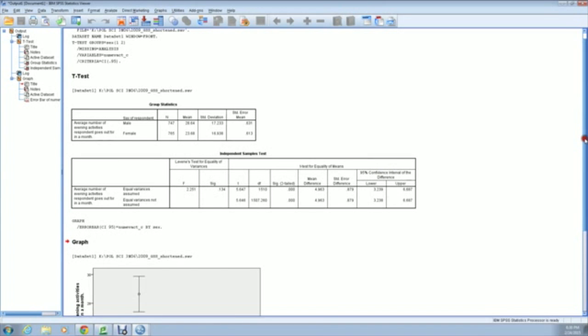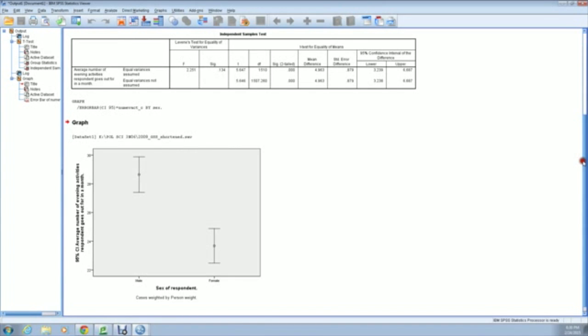The error bar graph shows that the sample means are different and that on the average, males go out more in the evening than females. Further, the confidence intervals do not overlap, so the two means are significantly different from one another.